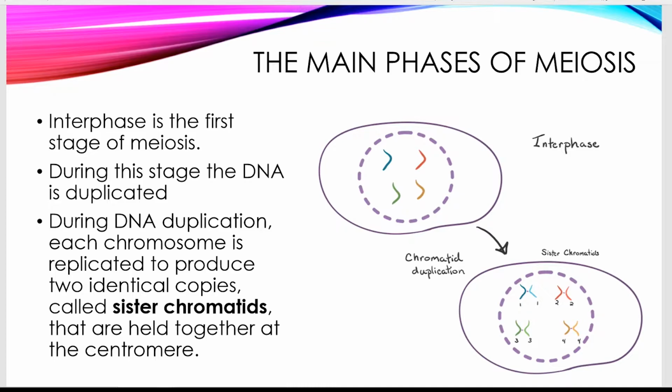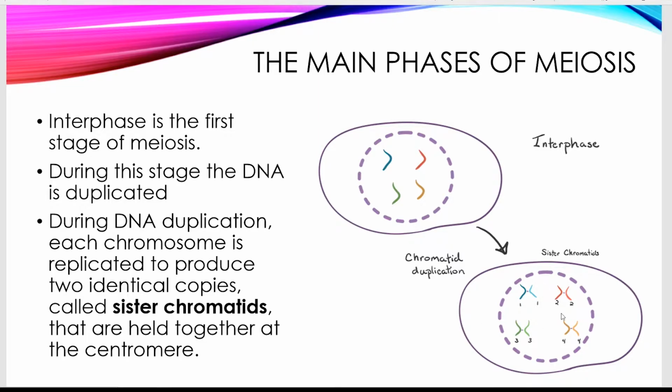So, main phases of meiosis. We start again with interphase. As I said before, it is important because it allows time for the cell to grow and then get prepared to get started. During this stage, the DNA is duplicated, so it is directly copied.